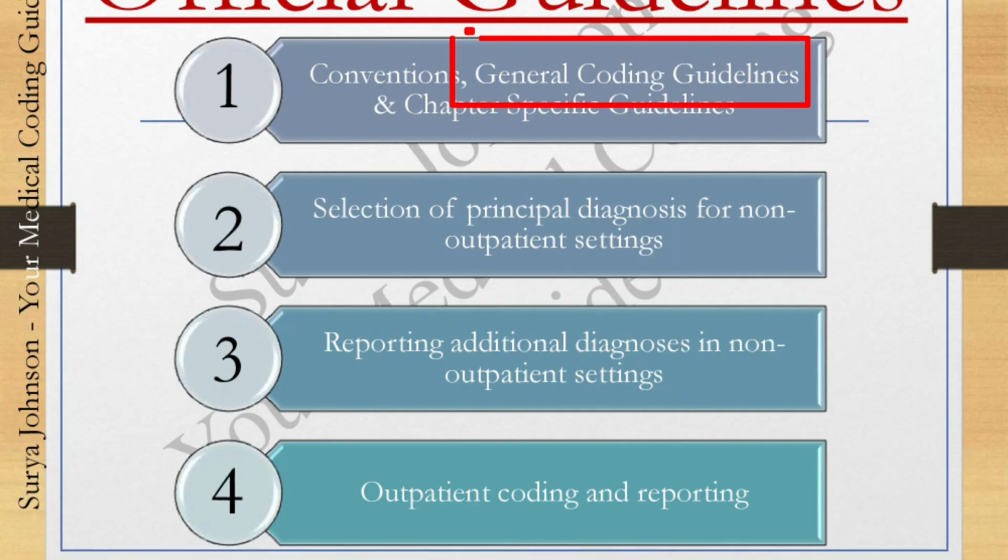Hi, hope you all understood these general coding guidelines, that is the section 1B of the ICD-10-CM coding guidelines. It might look simple, as I already told, or it might look like not much of an importance, but I again repeat that being a coder, you should know your guidelines well.